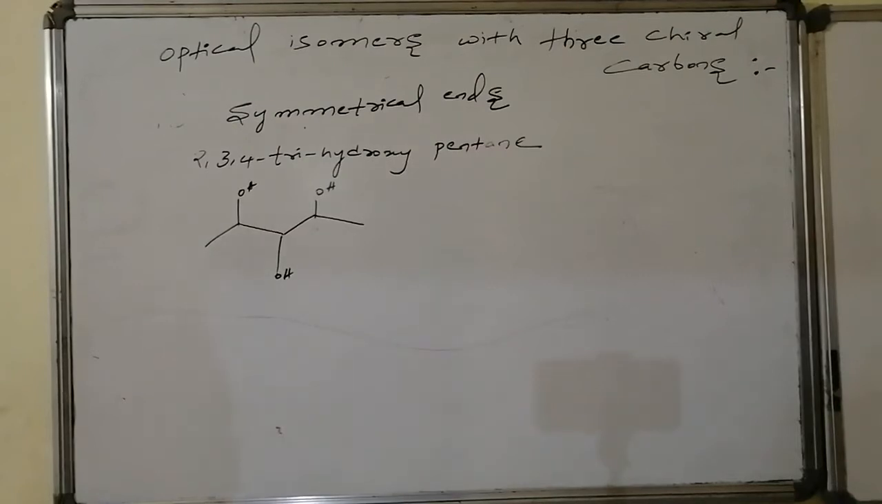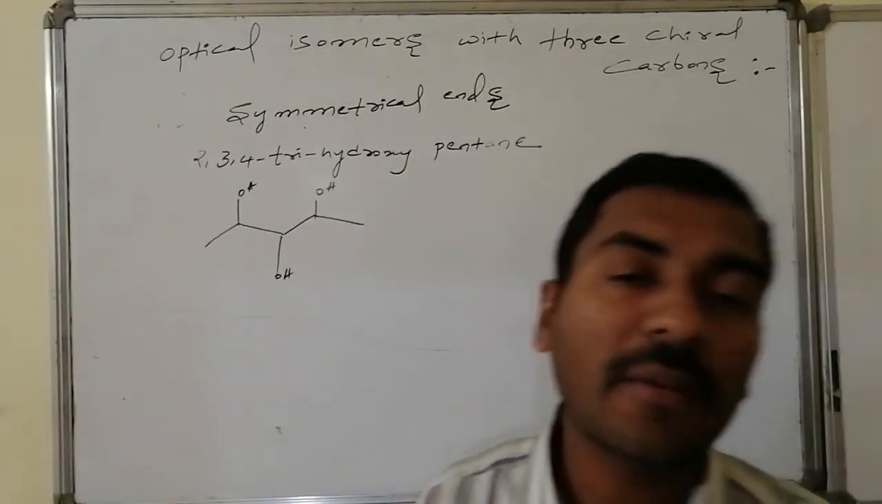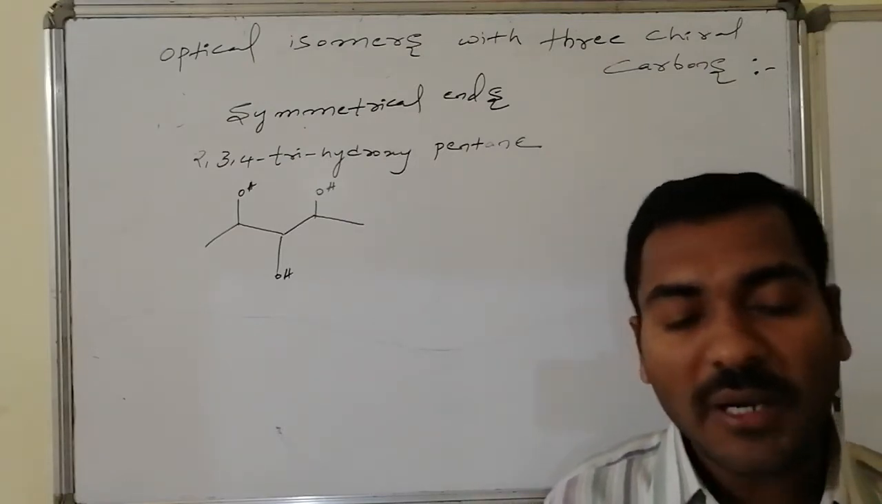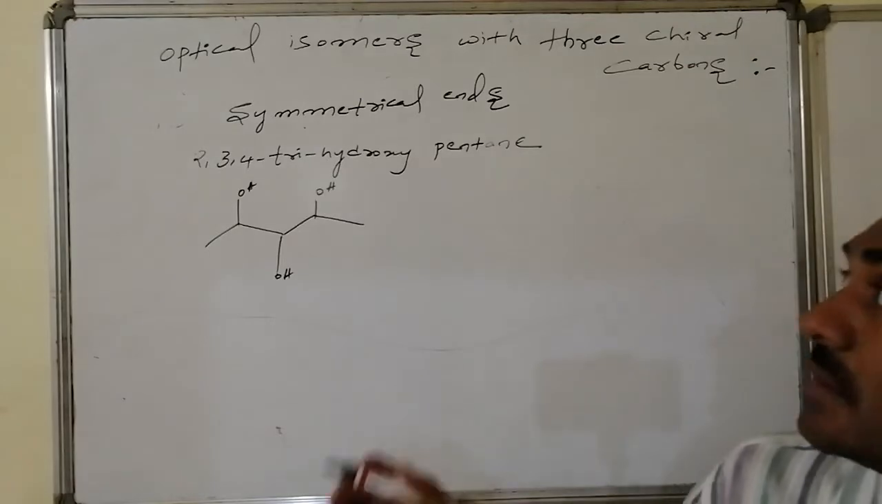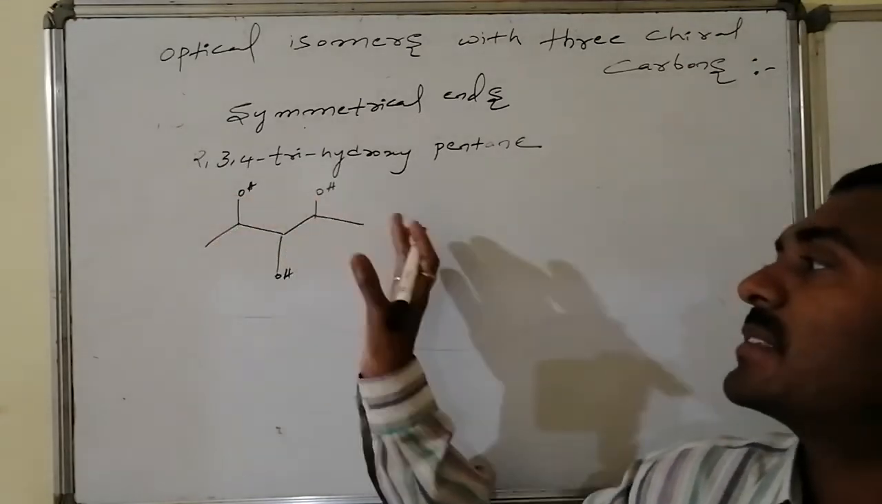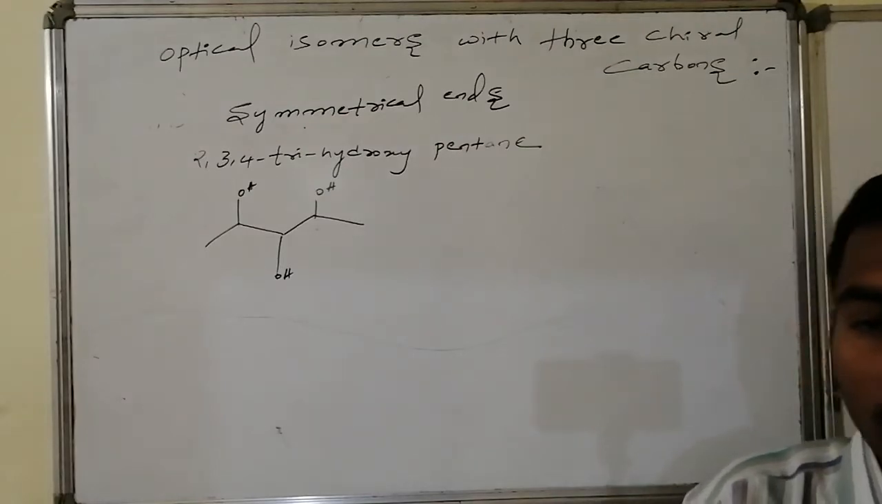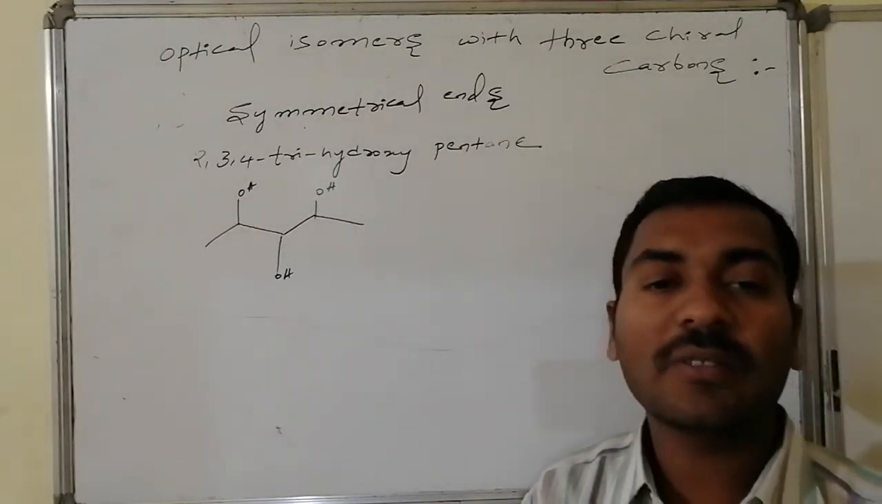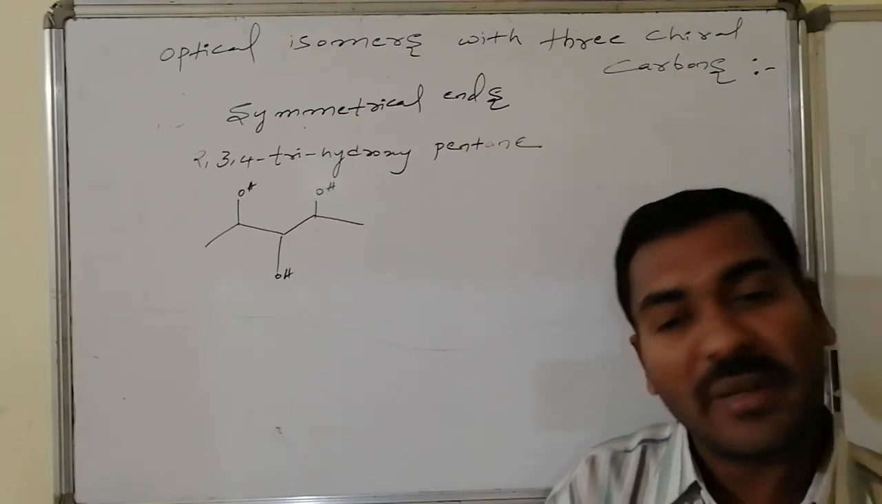Yes, let us go for the next case, that is, symmetrical ends containing an odd number of chiral carbons in the molecule, and its corresponding optical isomers and their relations. Symmetrical ends implies the ends will be symmetrical. From the middle, the first half and second half appear to be the same as one another. Such molecules are symmetrical molecules, symmetrical from the mid.